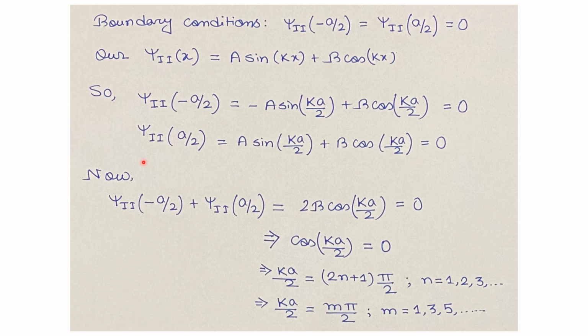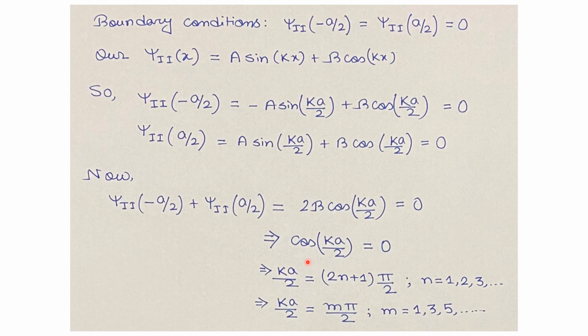So we have these two equations now. First, we'll add up these two equations. So we'll get psi 2 at x equals minus a by 2 plus psi 2 at x equals a by 2 equals 2b times cos k by 2 equals 0. So we have cos k by 2 equals 0.